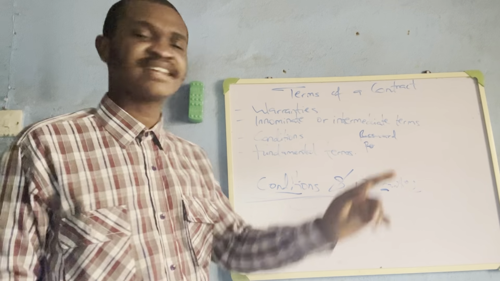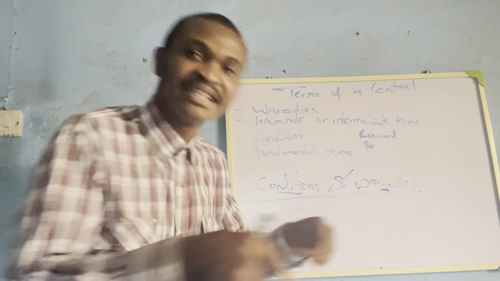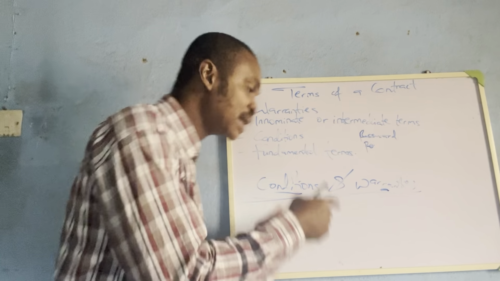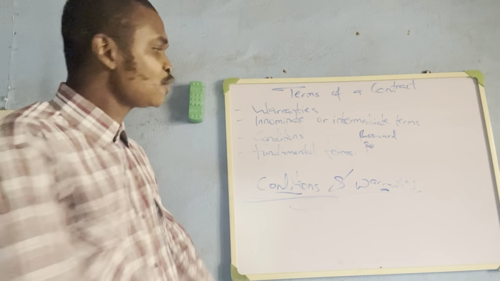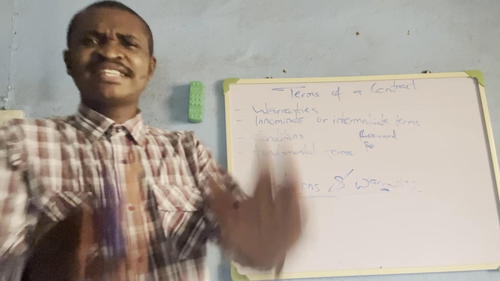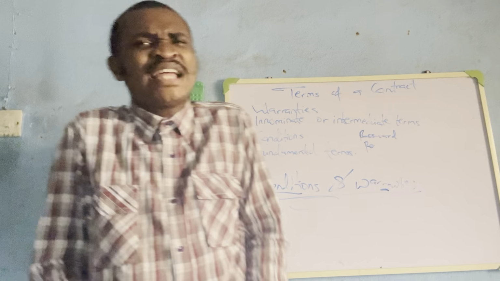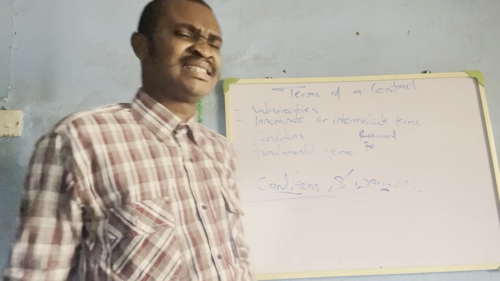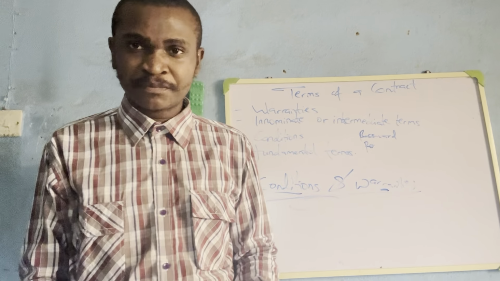So the difference, apart from the nature, is also in the remedy that you get when any of them is breached. Now, we've seen condition and warranties, but there are some that you don't even know whether it is condition. You don't know whether it is warranty. Where do we place them?